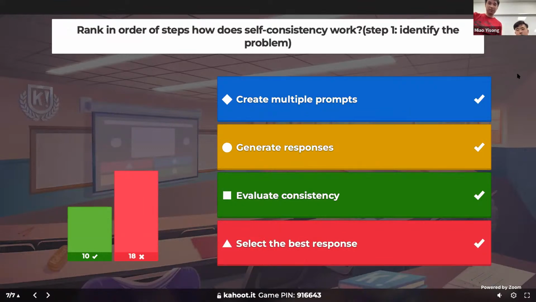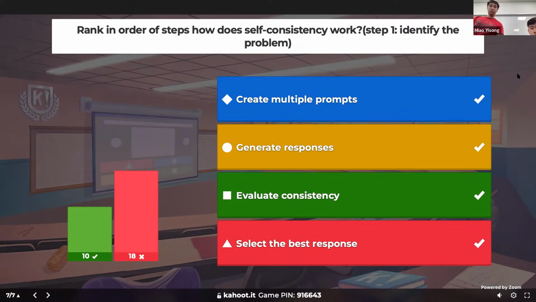So for self-consistency, usually you create multiple prompts first, then you generate the responses. Then, because self-consistency is something like majority voting, once you have all these results, you pick the most common answer from all the prompt completions, and that will be your majority answer. Then you select the best response from there, which is the majority answer. Then you evaluate the consistency. How many of them actually chose this answer?